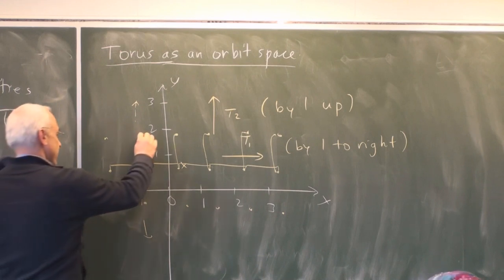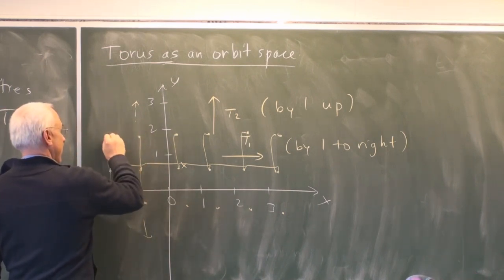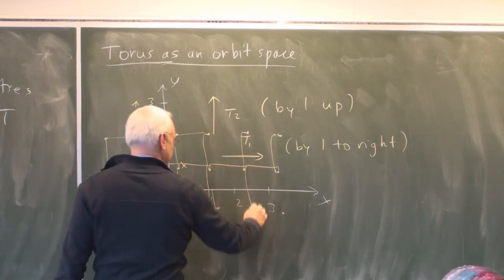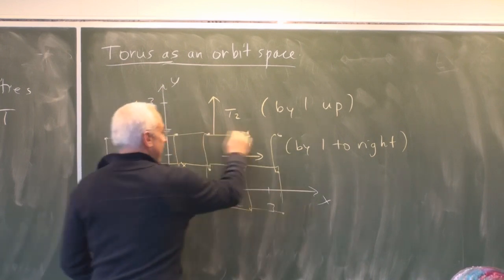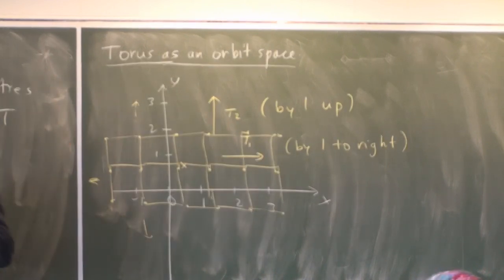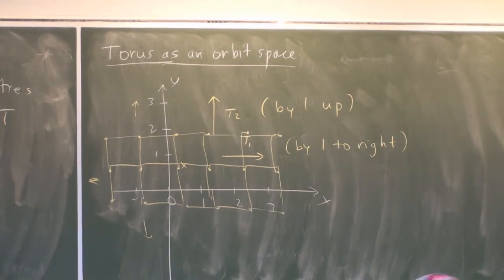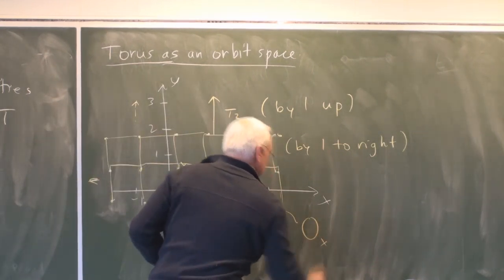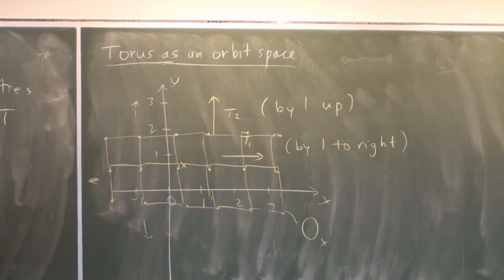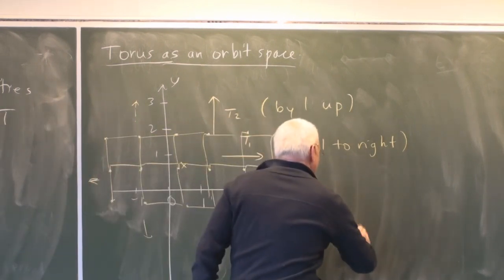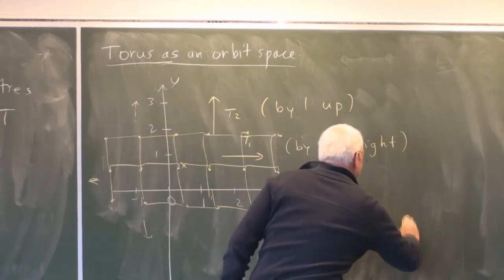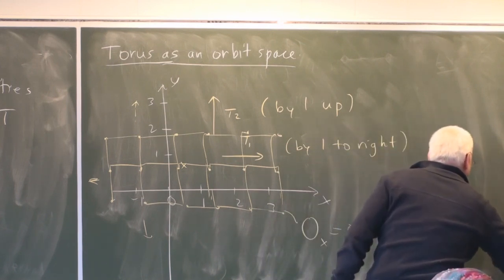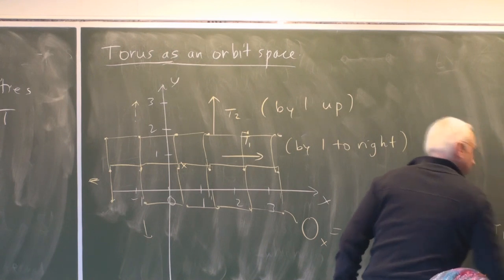What we're getting is a kind of square grid superimposed on our original grid. So this is the orbit of x under the group generated by both tau 1 and tau 2.